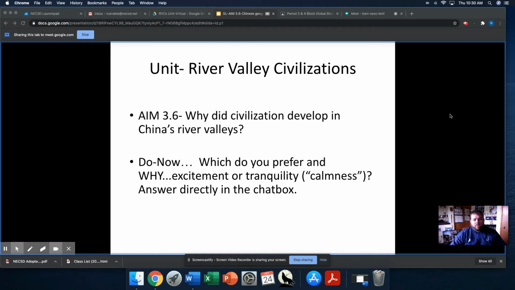Okay, so we are going to move on to the third of our River Valley civilizations. Now we're in ancient China. So we're going to talk about why did civilization develop in China's river valleys. You should have the aim written down in your notebook, including the number, and the aim should be written exactly as it's shown here. Why did civilization develop in China's river valleys?